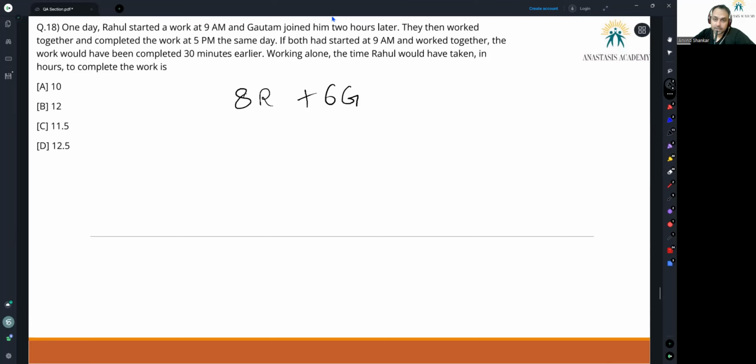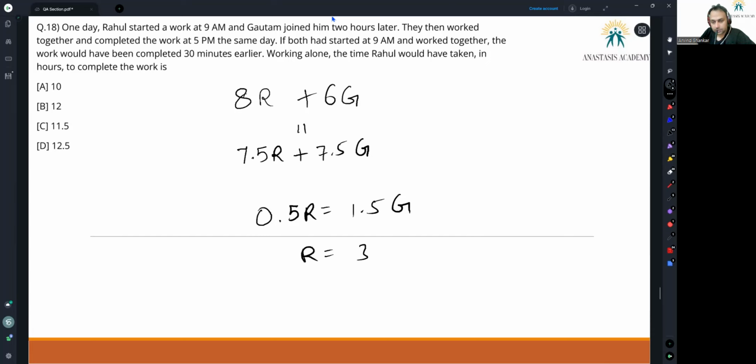If both of them started at 9 a.m. and worked together, the work would have been completed 30 minutes earlier. Acha. तो राहुल को 7.5 आवर्स ही काम करना पड़ता, गौतम को भी 7.5 आवर्स ही काम करना पड़ता. This is what we have got. Okay, the work done in both these cases is identical. इक्वेट करो. We get 0.5 R is equal to 1.5 G या R is equal to 3G. राहुल गौतम के 3 गुना काम कर लेता है.